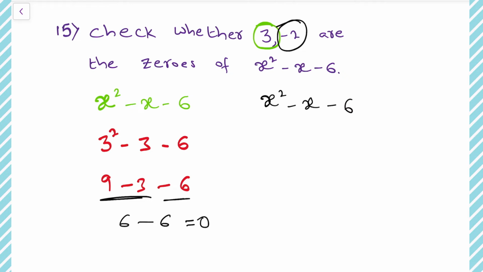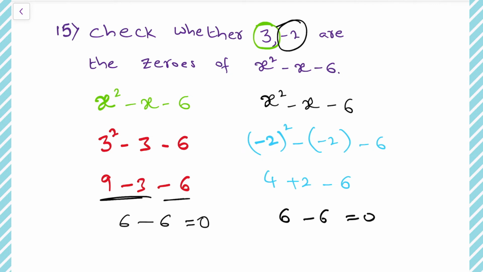Now again in the place of x I am substituting minus 2. So minus 2 whole square. Here the minus symbol is there, so minus as it is. Again x means again minus 2, minus 6. Minus 2 square is 4, minus into minus 2 is plus 2, minus 6. 4 plus 2, 6 minus 6, 0.